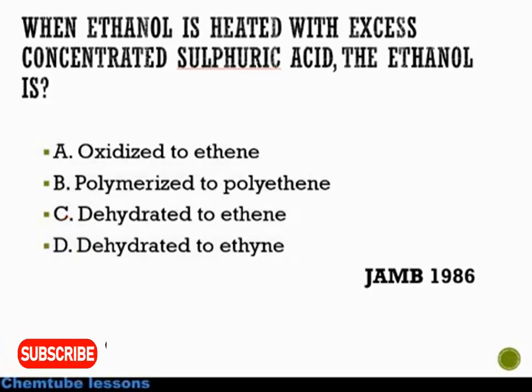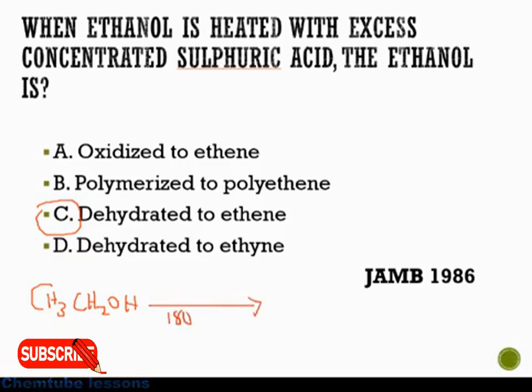When ethanol is heated with excess concentrated sulfuric acid, the ethanol is dehydrated. Remember, this reaction is a very popular reaction. So when you have ethanol, for example, CH3CH2OH, and it is heated to a high temperature of, let's say, 180 degrees Celsius in the presence of H2SO4, dehydration will occur. This ethanol will be converted to ethene.